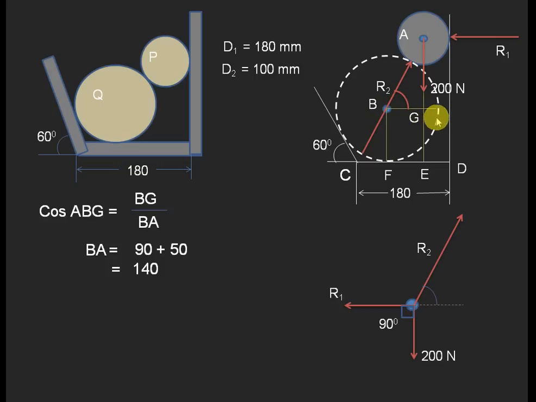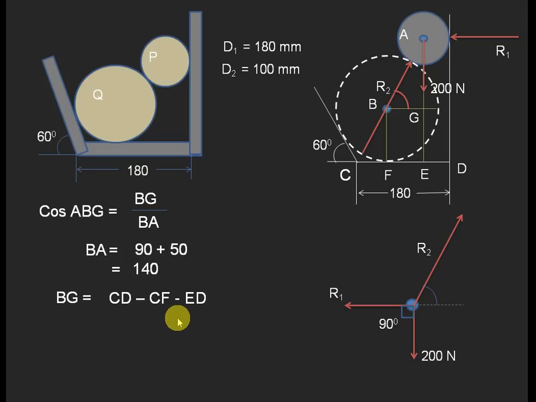Next we need to find out the BG. For finding the BG, BG can be written as FE, and CD is the total distance. So this FE or BG is equal to CD minus CF minus ED or DE. Now, the total distance minus this distance and this distance will give you FE, which is ultimately equal to BG only. So this is the equation.